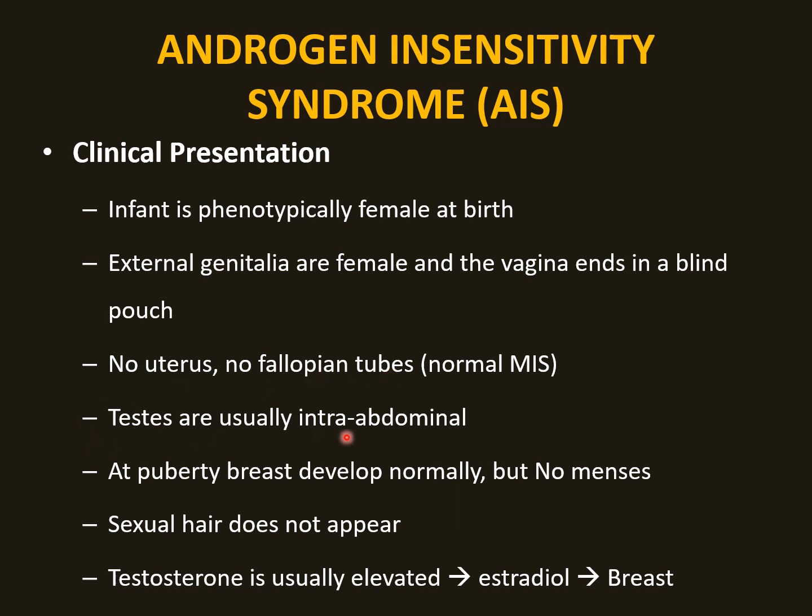Testes are usually intra-abdominal. At puberty, they develop breasts normally, but no menses. Why do they develop breasts? Because the high testosterone level will be converted to estrogen, and they will develop breasts, and this will be a little bit confusing. Sexual hair does not appear because they are insensitive to androgen. So testosterone, again, is usually elevated and it will be converted to estrogen, and in the end they will develop breasts.